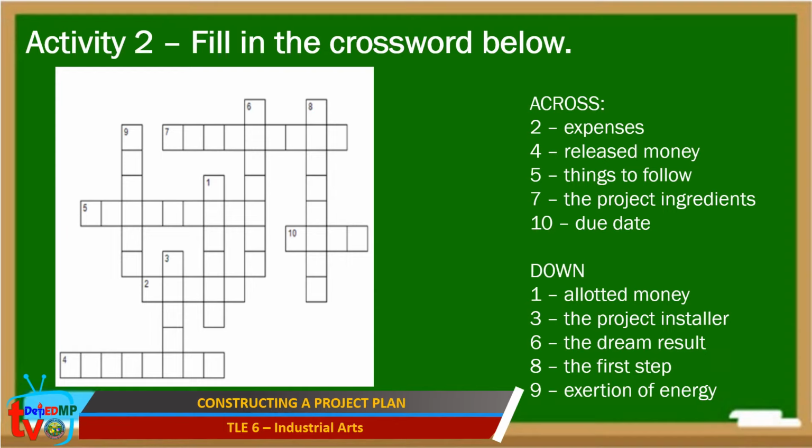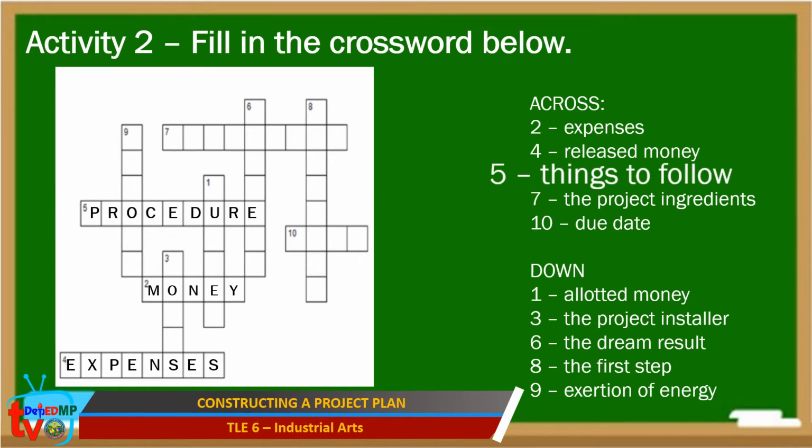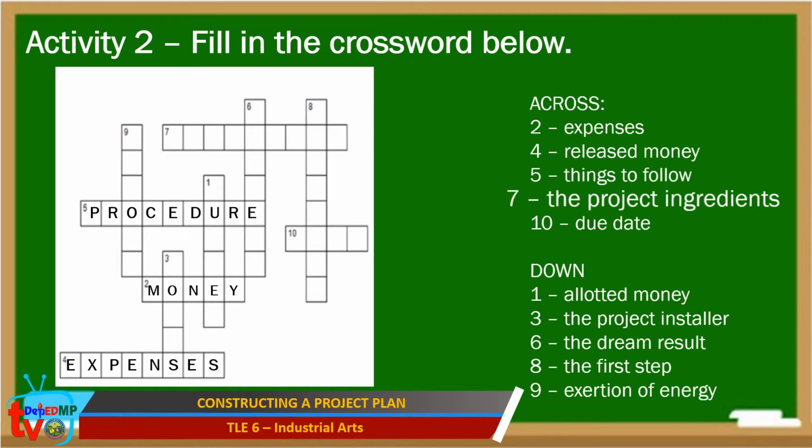Let us check the answers for the crossword. For number 2, expenses, that would be money. Number 4, released money, that would be expenses. 5, things to follow, that is procedure. 7, project ingredients, that would be materials. And 10, due date, that would be time.